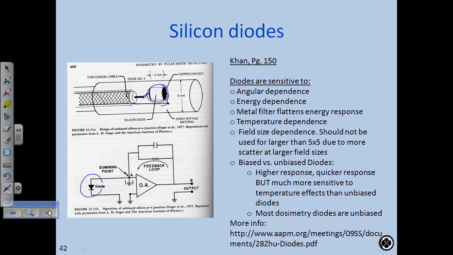So diodes. There is some angular dependence that you need to know about. There's energy dependence. We already talked about that. The metal filter flattens the energy response of the diode. There's a temperature dependence. Field size dependence: should not be used for larger than 5 by 5, and depending on the manufacturer, you may be able to go to 10 by 10. Can be used as biased or unbiased. Okay, high response, quick response. If it's biased, you have a high response, but it's much more temperature sensitive.